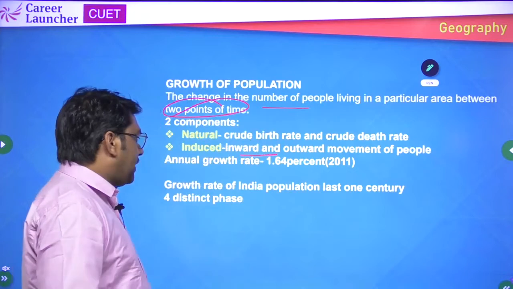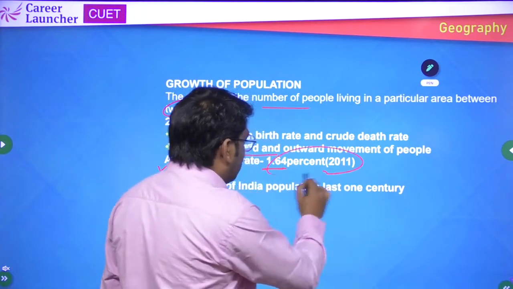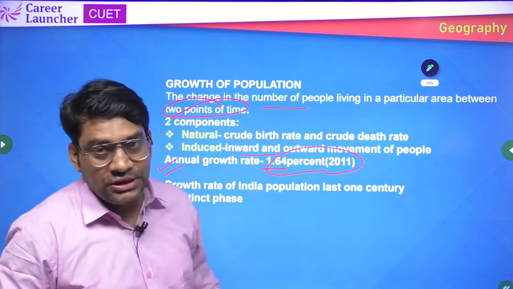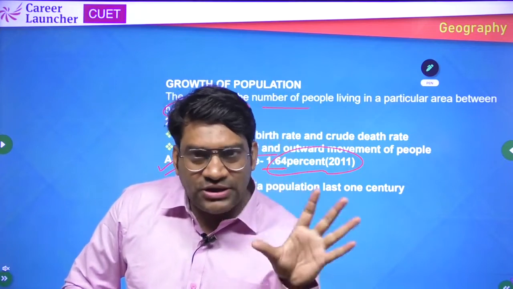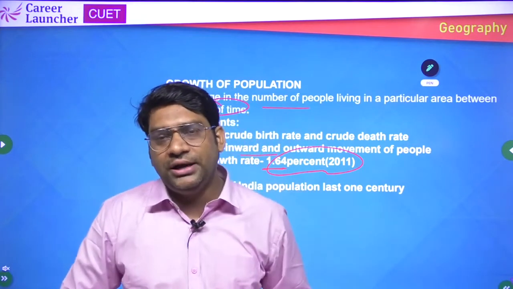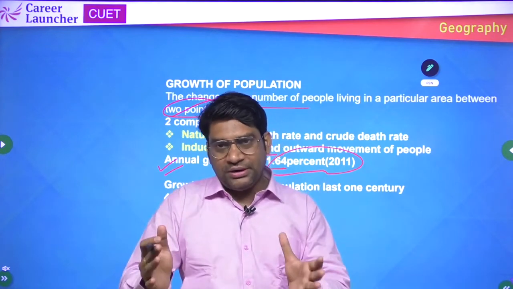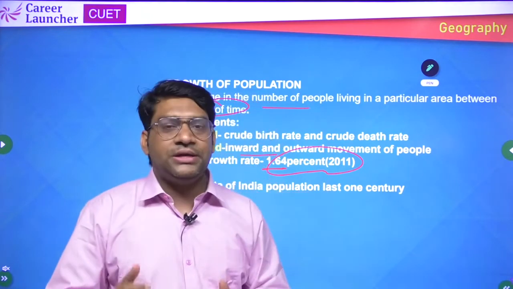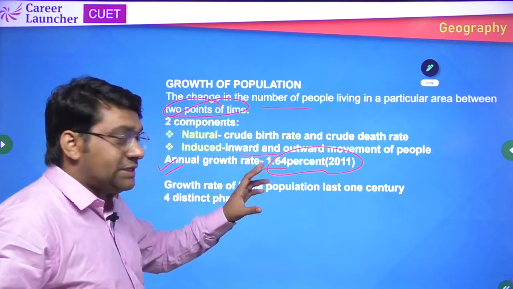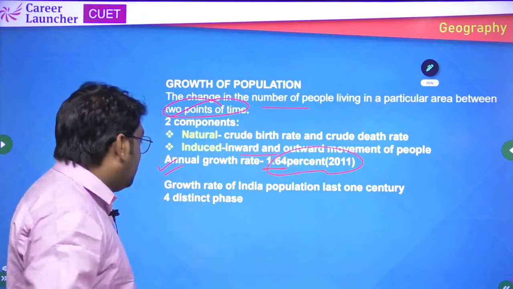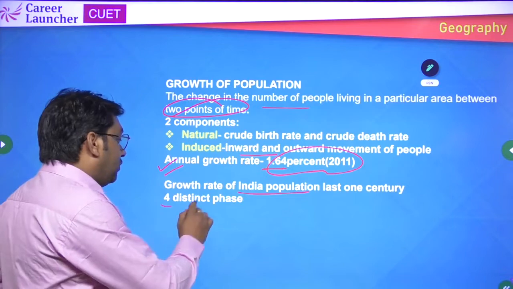Okay, so the annual growth rate of India was 1.64% as per the 2011 census. So these are some important factual things that you should remember. You don't need to apply any concept to this, just write it 2-3 times while reading the NCERT book, and then you will obviously remember. Okay, so 1.64% as per 2011. Growth rate of the Indian population over the last one century has had four distinct phases.